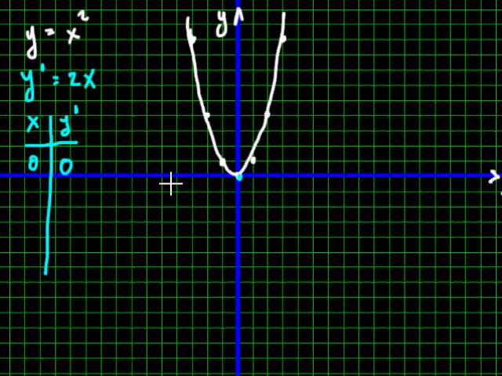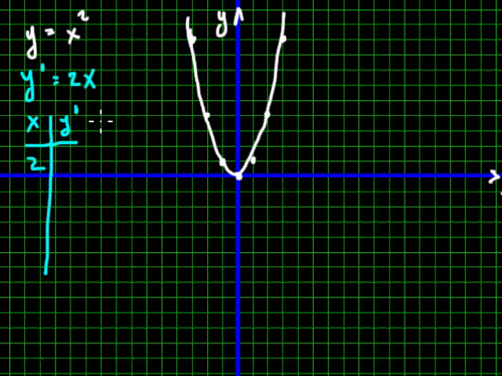And slope 0 means horizontal line. So that's parabola. And at this point 0, this is slope of this parabola. And let's pick another point. You can pick any point x. Let's pick a point 2.